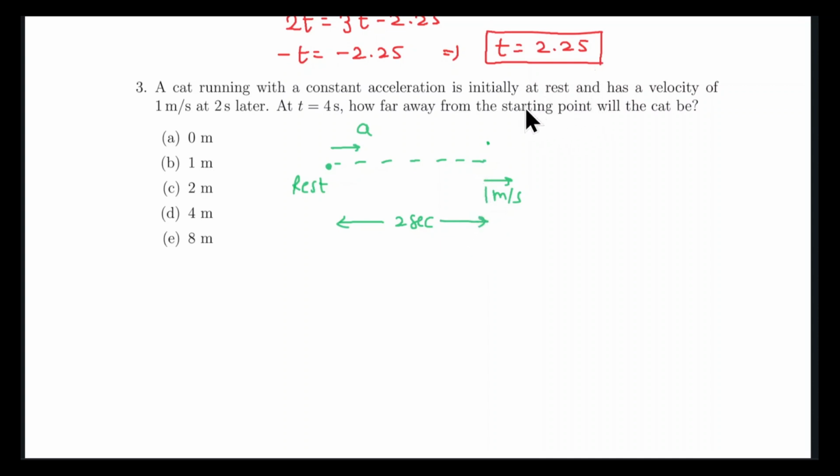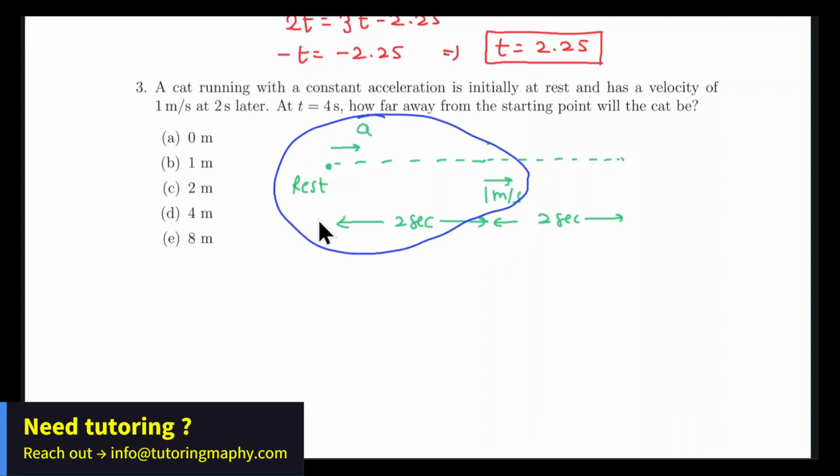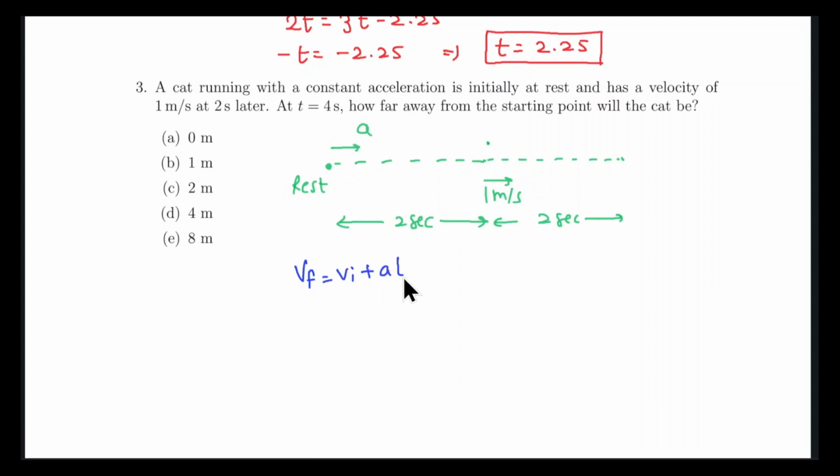This is 2 seconds. At t equal to 4, how far away from the starting point will the cat be? So they're asking, it travels for 2 more seconds, so they need the entire distance traveled. I don't really know the acceleration, so I can use the first half to find it. I believe I can use the equation V final is equal to V initial plus AT, because V final I know is 1, V initial is 0 because it starts from rest.